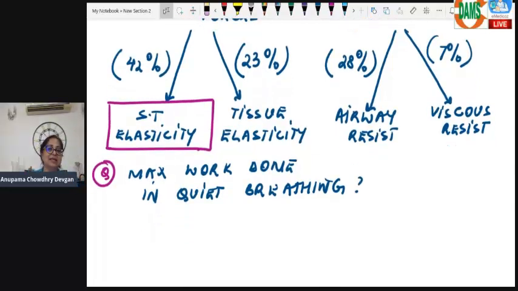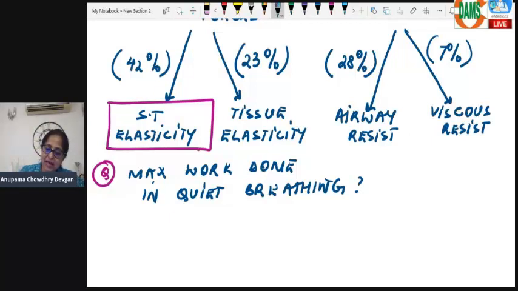Yes, this will be against the surface tension. This is quiet breathing. Yes, Srishti, you will need to know this, at least approximately, because you have to answer your questions. One question has been asked: maximum work done in quiet breathing against surface tension.